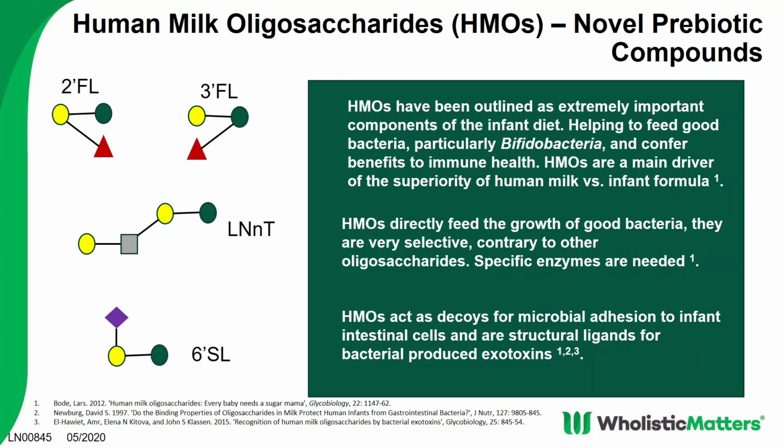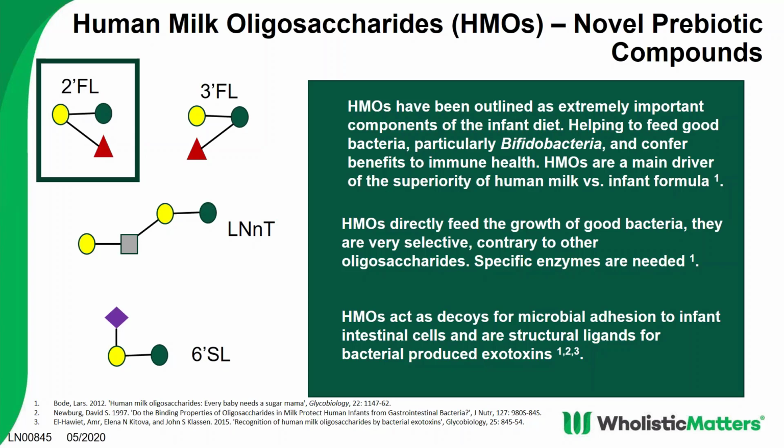But one additional thing that's been identified in infants is that they have very undeveloped GIs. Their immune system hasn't fully matured. And one of the theories behind partially why these are so beneficial is that these HMOs can act as decoys for microbial adhesion to infant intestinal cells. And they're structural ligands for microbial produced exotoxins. So the microbes actually will bind a lot of these and mistake them for binding sites, to then become unavailable for their ability to adhere to the GI. So when you look at the population studies with infants that are breastfed, you see lower rates of a lot of these microbial derived conditions that stem from these different interactions.